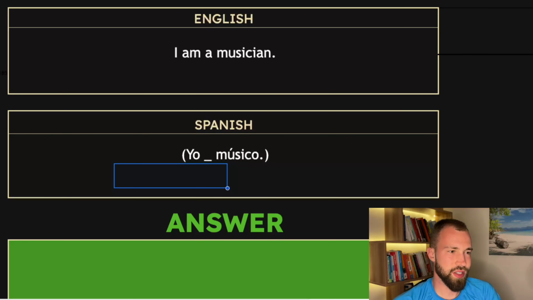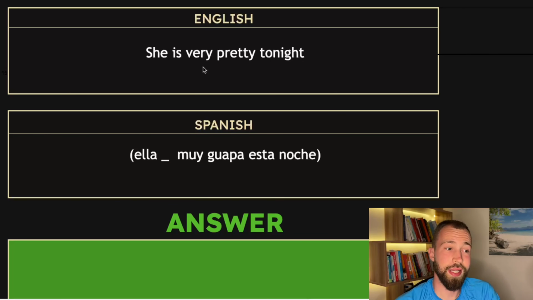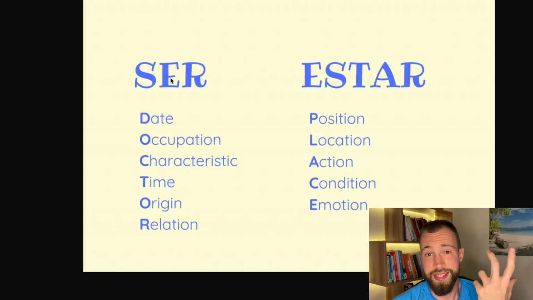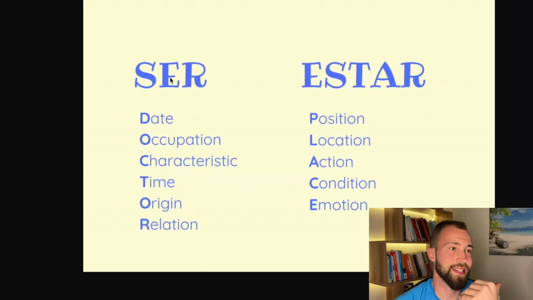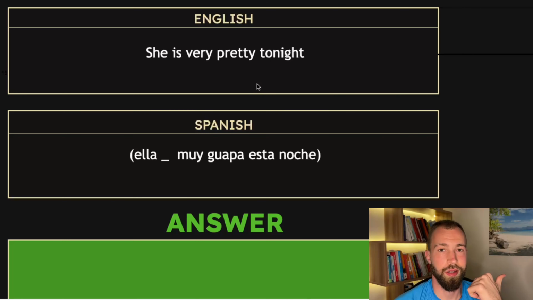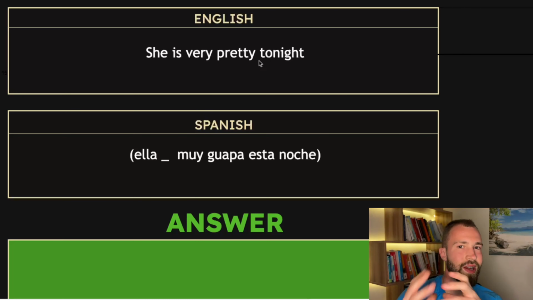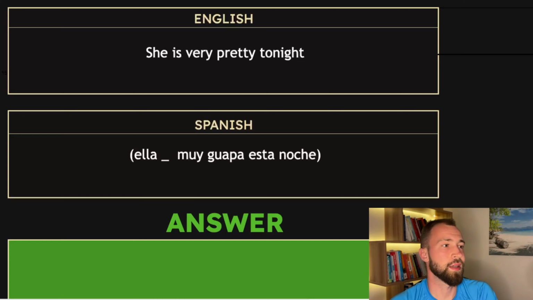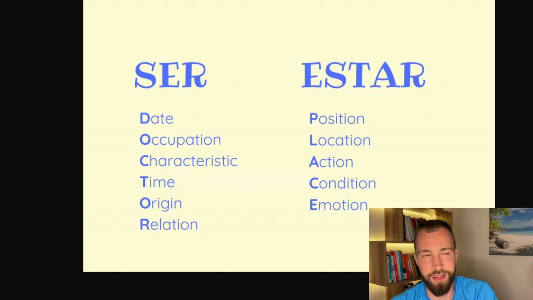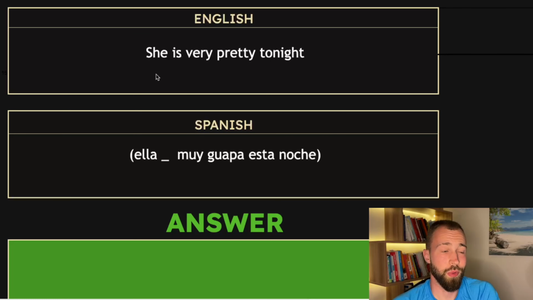I'm loving this exercise, so let's just do one more. She is very pretty tonight. Ooh, this is another good one. Is it ser or estar? Her being pretty is a characteristic, so it's ser. She is pretty. Ella es linda. But we're saying tonight she's very pretty. So we're specifically talking about her condition tonight. And conditions use estar. So we would actually say ella está muy guapa esta noche.